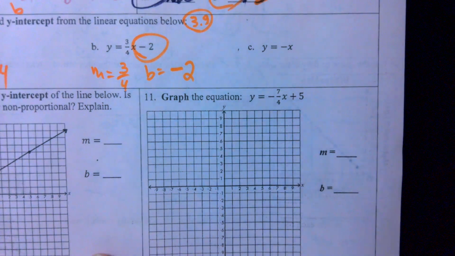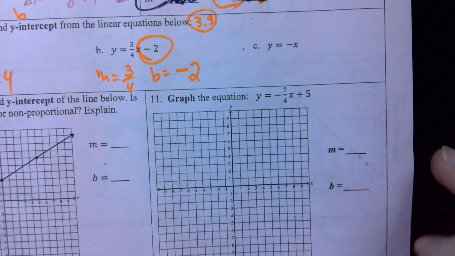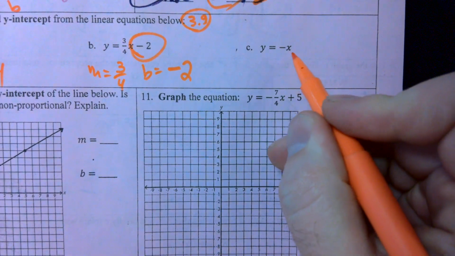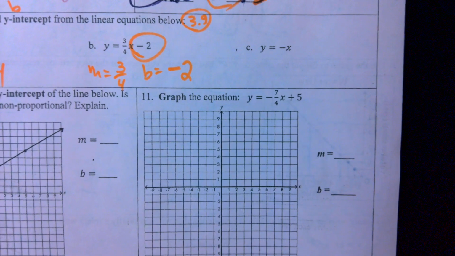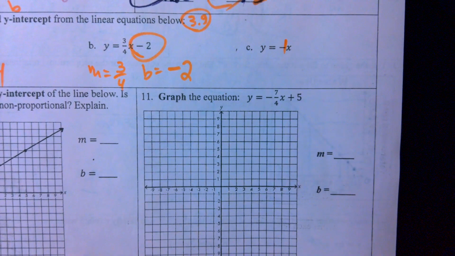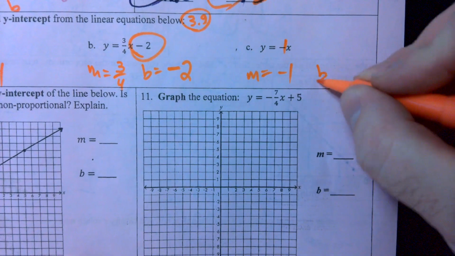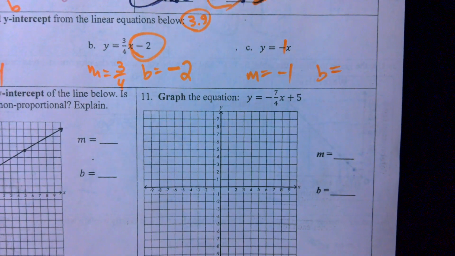All right. C, there's not a lot of numbers here. In fact, there's no numbers here, so I might be confused. But I know that when I see an X, I've got an invisible number in front of it. What is that invisible number? -1. Is that my slope or my y-intercept? Slope. Well, I don't see a y-intercept. What's my B equal to?